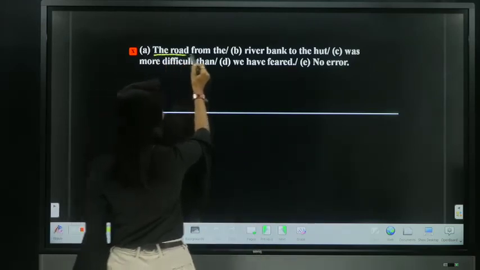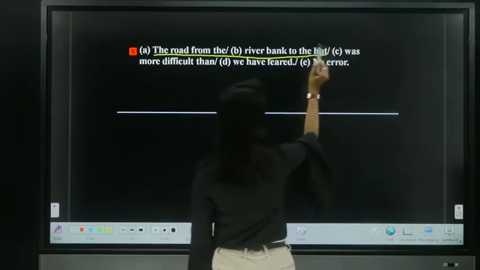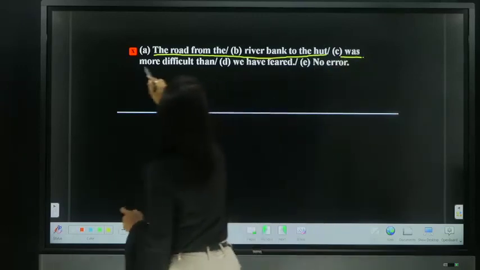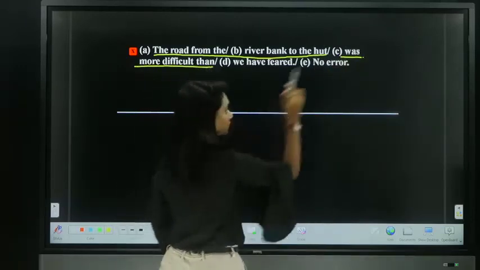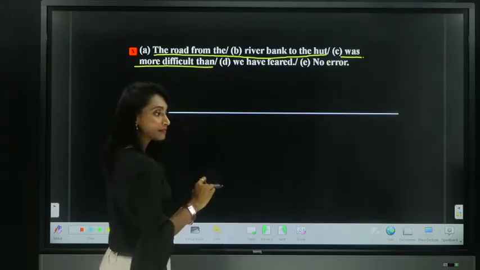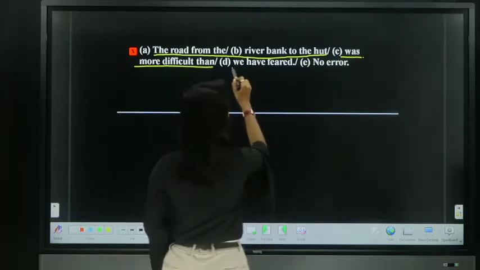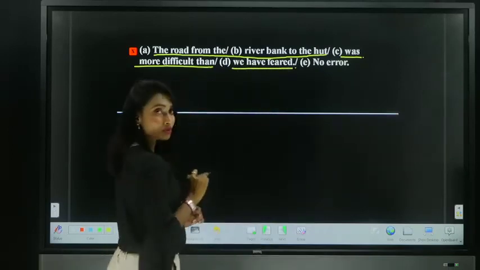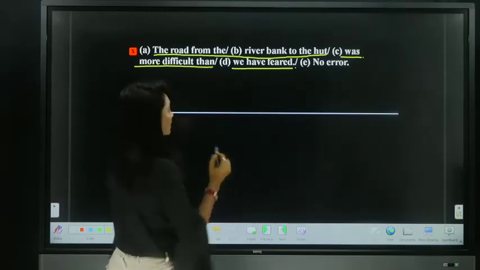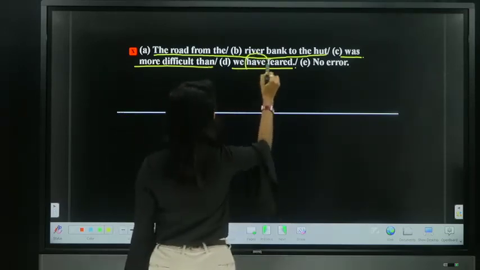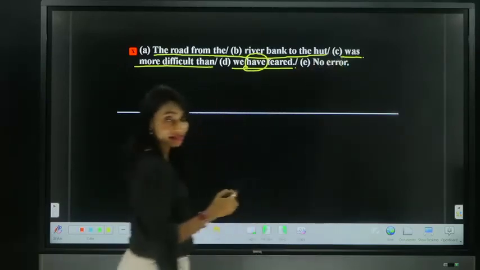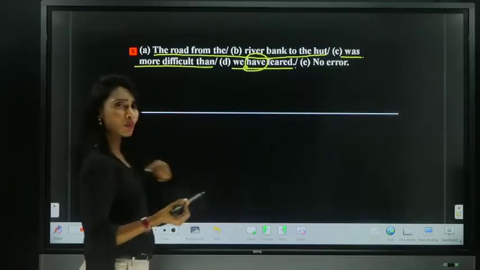The road from the riverbank to the hut. Till here we do not have any verb. Was more difficult than. So was, it indicates past. More difficult than we have feared. So you're nearly correct, Angela, but not correct. See, it is in which tense? Present perfect. But what is the tense there? Simple past. Was.